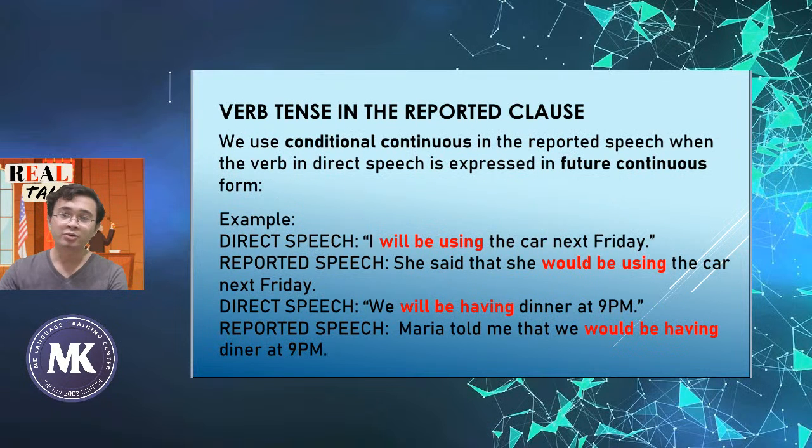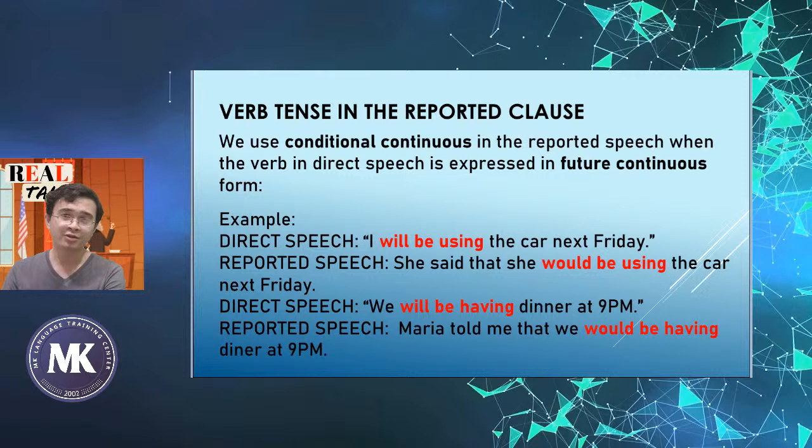And next one, the last one here. We use conditional continuous in the reported speech when the verb in the direct speech is expressed in future continuous form. So here, when we say conditional continuous, we use the pattern would be ing. Yeah, we say one as conditional continuous because maybe this action would be happening for a long time or for a specific period. So we say one as conditional continuous.